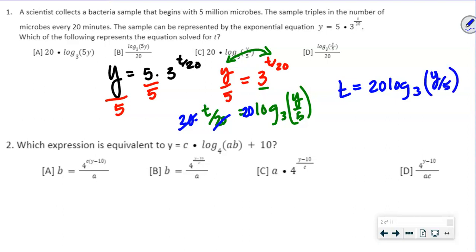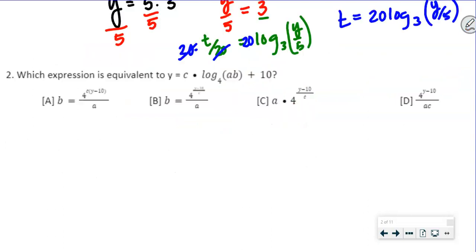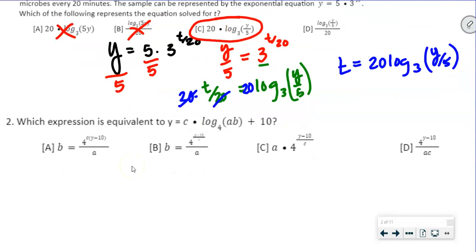So which one of those was the answer? Here, let me erase this because I don't remember where the answer was. So 20 times log base 3. Well, first of all, that one is definitely not going to be your answer because that's not y divided by 5. So 20 times log base 3 of y divided by 5, that's our answer.